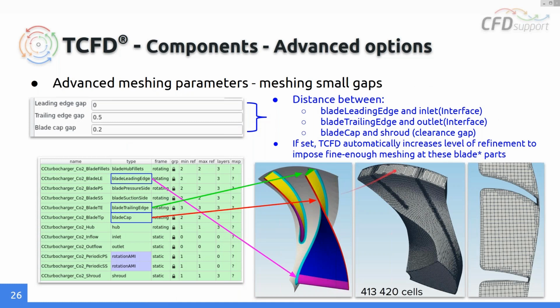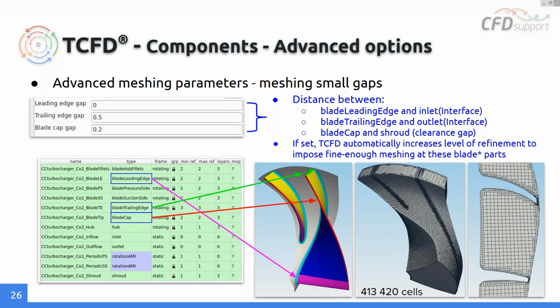Okay, then advanced meshing parameters. A usual problem could be how to mesh small gaps in the geometry. For example, we have the clearance part of this compressor segment geometry, or you have just a tiny shape between the trailing edge and the outlet interface and so on. So how to treat these obstacles?